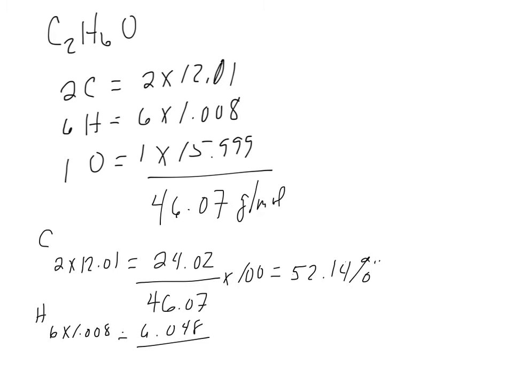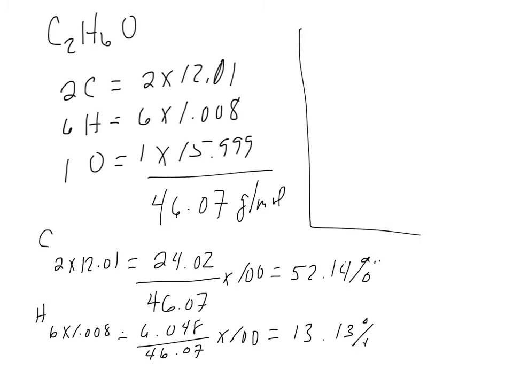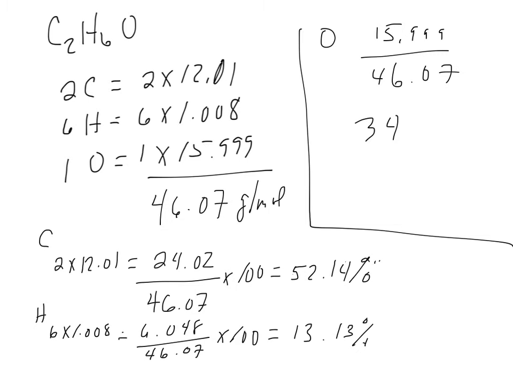To deal with the hydrogen, I've got 6 hydrogen times 1.008, which gives me 6.048, divided by 46.07, times 100. I get 13.13%. To deal with the oxygen, I've got one of these at 15.999 divided by 46.07. So 15.999 divided by 46.07 gives me 34.73%. Now, if I did this right, all my percentages should add up to about 100.